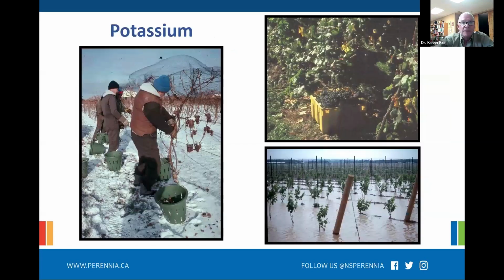Is one of the big ones. It's highly influential for sugar uptake and sugar translocation within the vine. It's kind of the key one, but it's also associated with winter hardiness and the ability to deal with adverse moisture conditions. Potassium balance can manage excess water as well as deal with insufficient water, but it has to be there in adequate amounts.